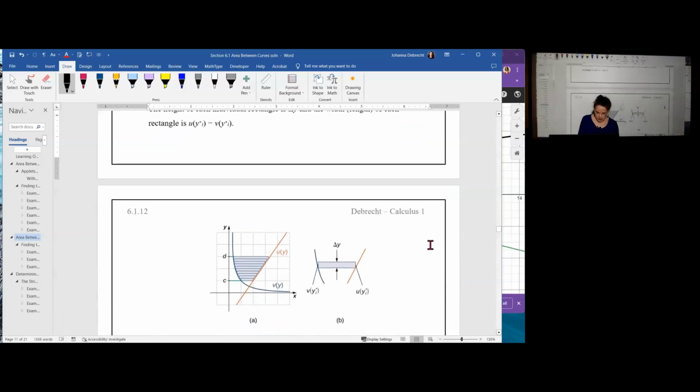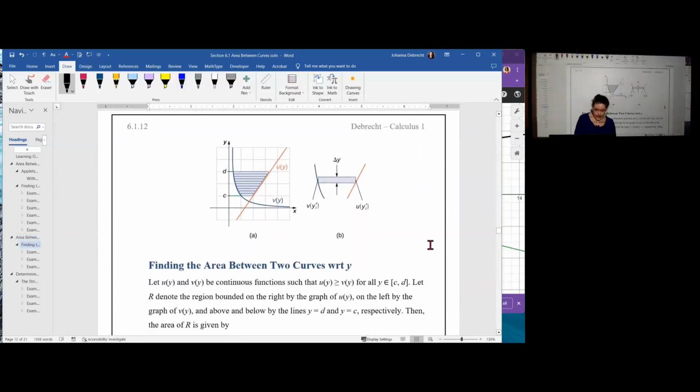Let's take a look now at what the area of each strip would be. Again, this small amount of area on the side here is dy. And this distance here is actually the difference in the values of the functions on the left and the right. That right there is going to be right minus left. Oops, got the wrong letter.